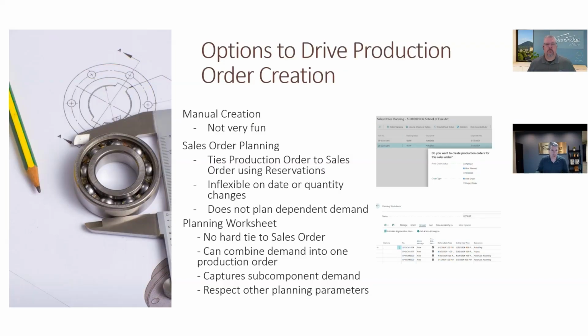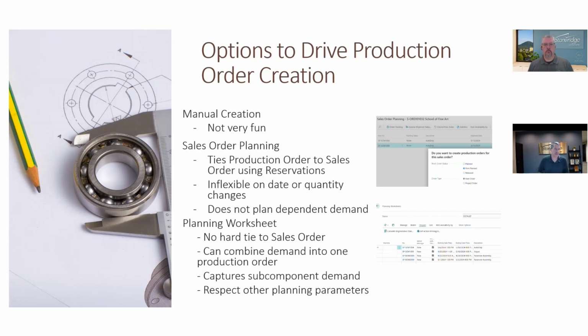We can still use it for raw materials, but I just wanted to point out that there's manual creation of a production order. Hopefully you're looking to get away from that, and that's the reason you're in this session. I'm going to assume that we understand how to manually create a production order and key that data, but that's not very fun. We want to find some better tools to do the job.